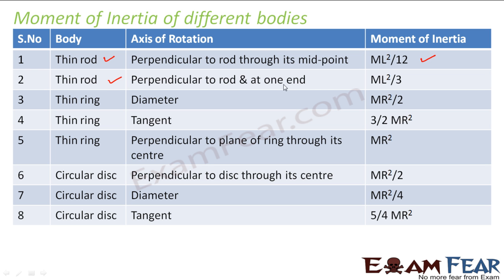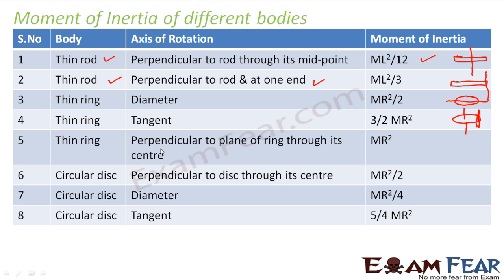Now for the same thin rod, if the axis is perpendicular to the rod and at one end, in this case this was my rod and we calculated the moment of inertia about this axis. Now in this case this is the rod and we have to calculate the moment of inertia about this axis, so we can apply the theorem of parallel axis. Now you have a thin ring and you have to calculate the moment of inertia about its diameter. Here you have a thin ring and you have to calculate the moment of inertia about its tangent. Tangent also you can do, because if you know it about this axis, then you can do it for tangent using the theorem of parallel axis.